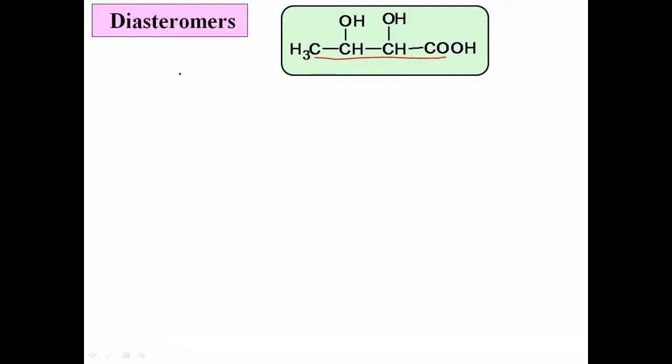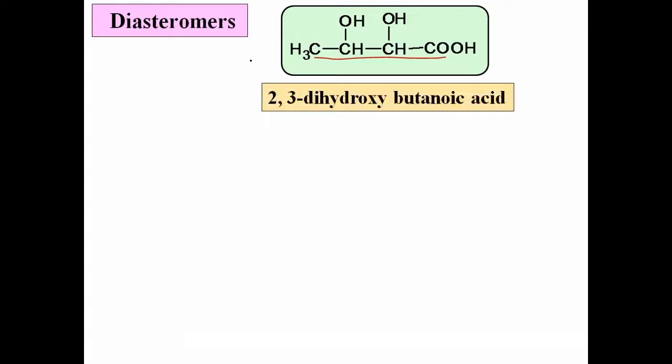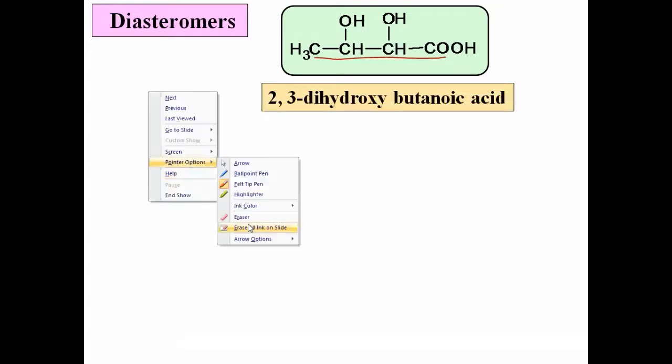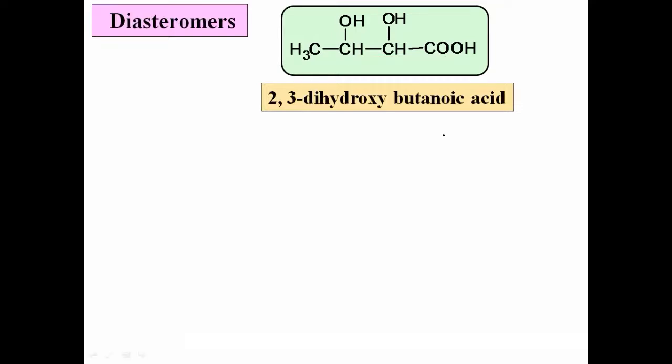And thus that compound is called 2,3-dihydroxybutanoic acid. Okay, now to study the stereochemistry, to study the optical isomerism, we know that there are 2 essential conditions. Therefore, we first ask, is it having a chiral carbon?